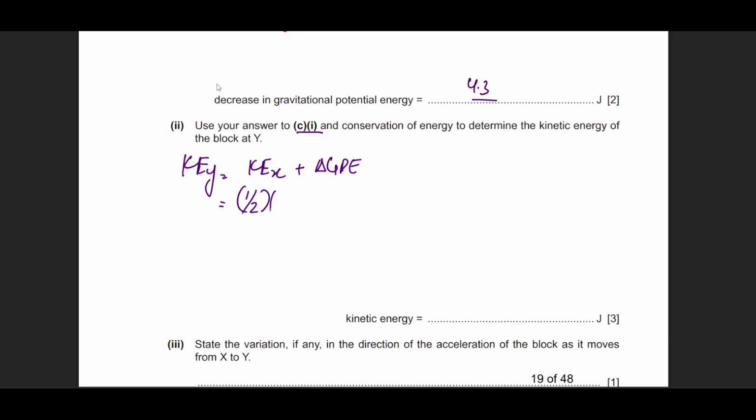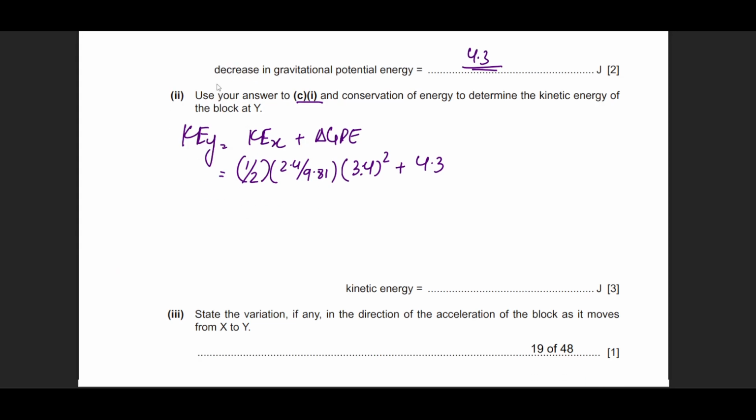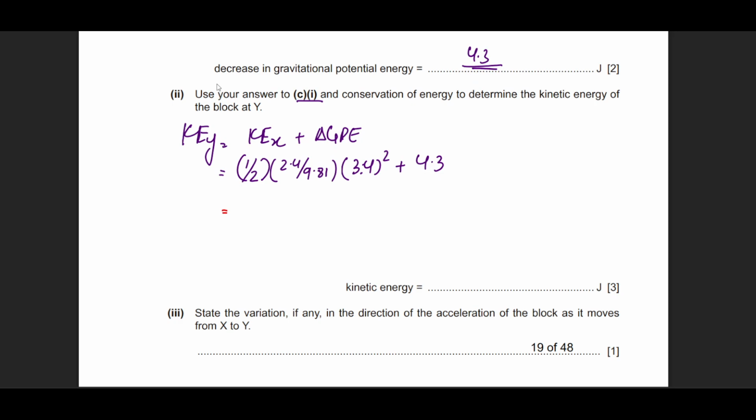So 1 over 2 into its weight divided by 9.81, because we want to convert this into kilograms, multiplied by the velocity square, which is 3.4 whole square, plus 4.3, which is going to be invested in this object in the shape of gravitational potential energy. Now, when you solve this, you get 5.7 joules. So the kinetic energy is 5.7.